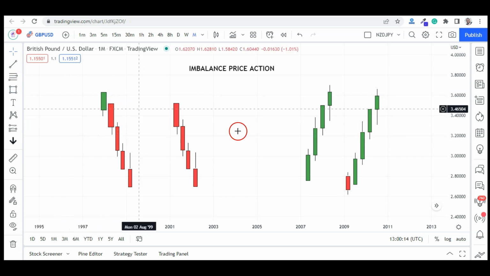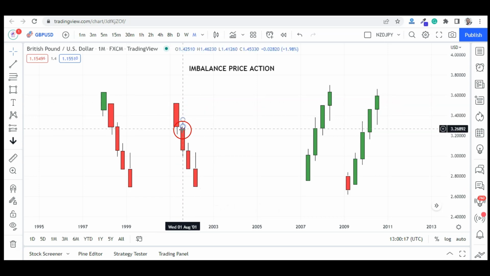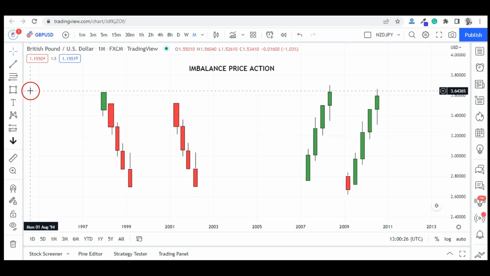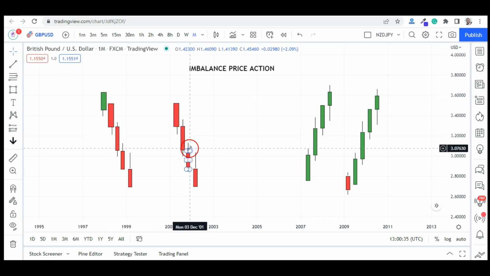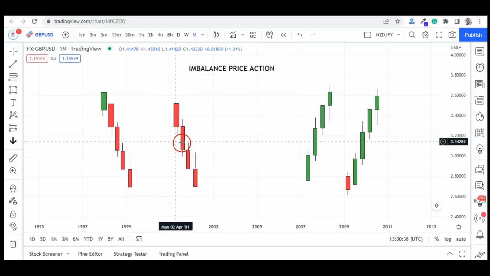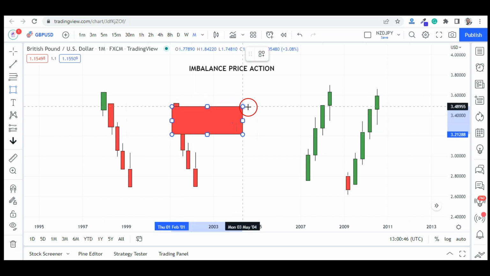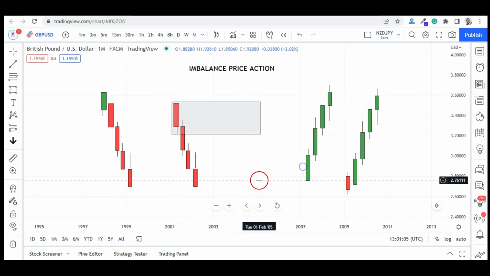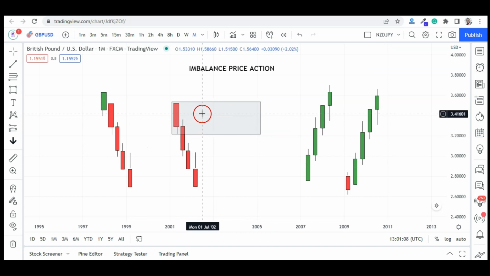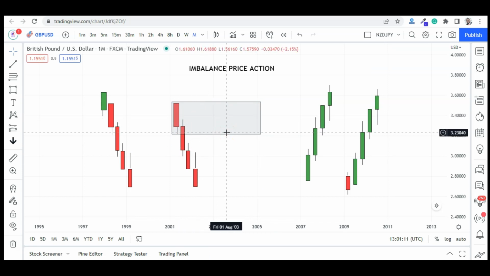Okay, for example, if you look at this first one here, you can see that we have a fair value gap between this first candle and the third candle. So an imbalance price action, IPA, can be identified once you have a 3 candle setup: the first, the second, and the third. If between the first and the third they are imbalanced, then the candle that fills up that imbalance is the IPA candle, and this is a very strong point of interest when it comes to looking for a trade setup.